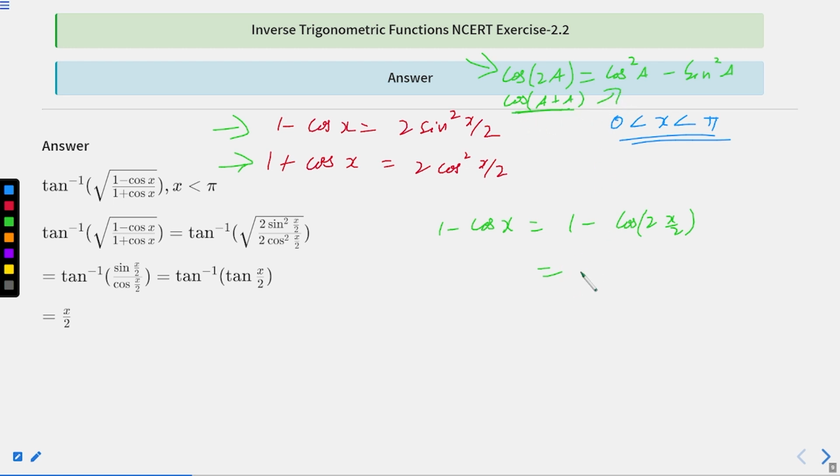Now if you put it like this, it is 2a, and a is x by 2. So I can use this. So this will be what?